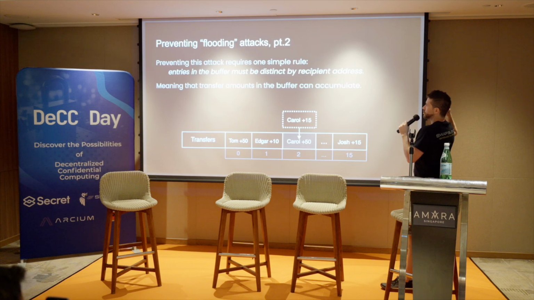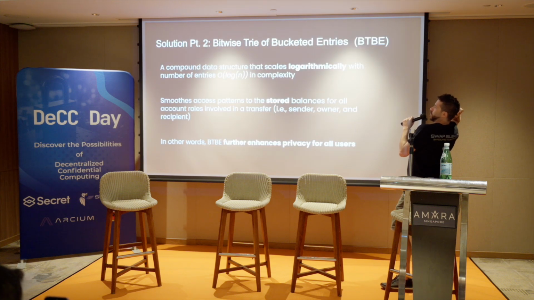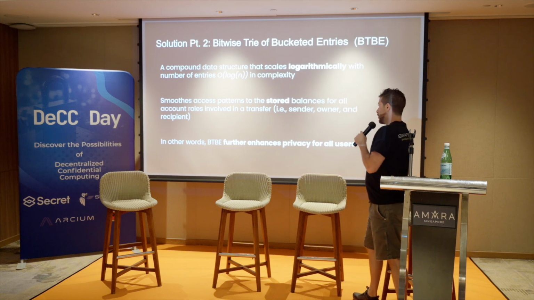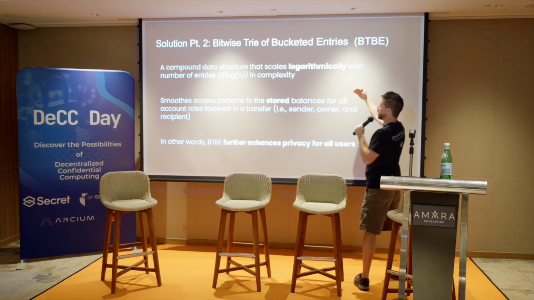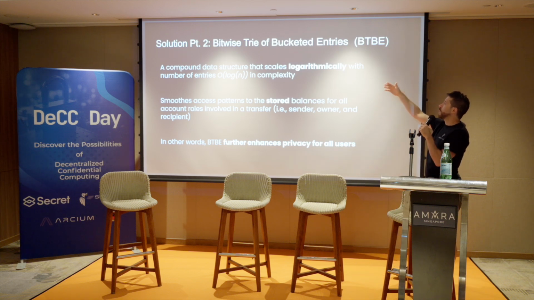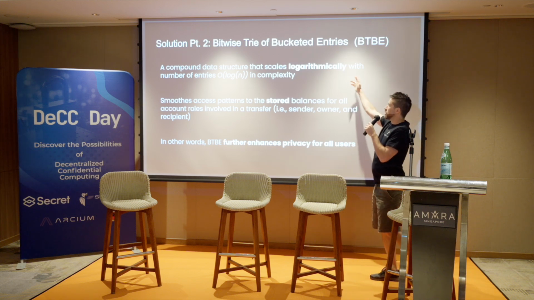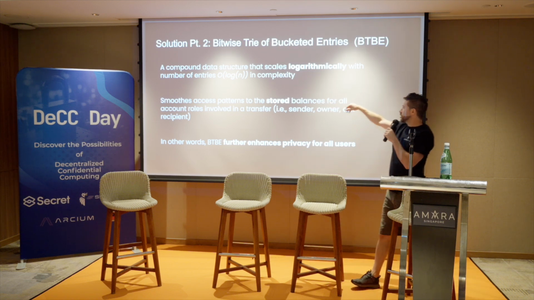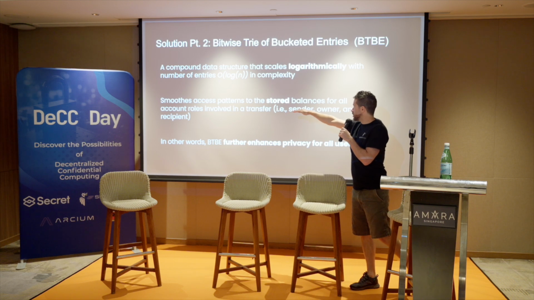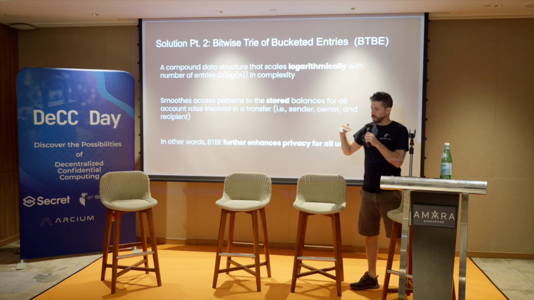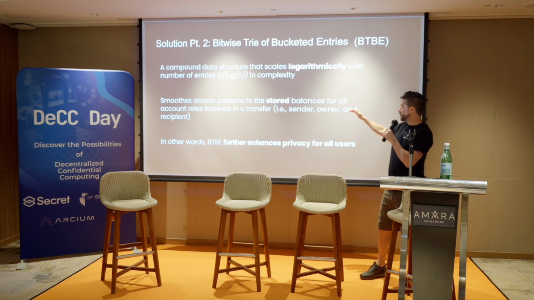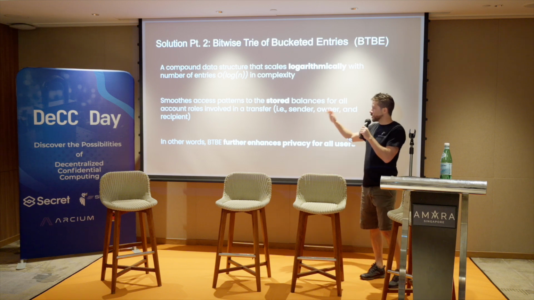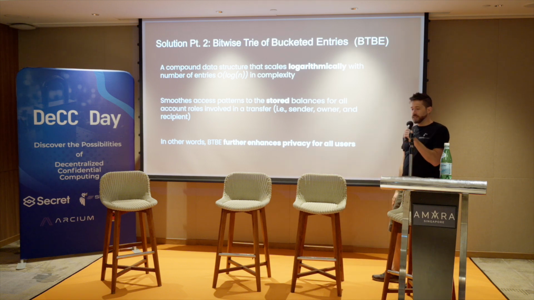Okay, and then to further complement this and increase the privacy even more, we invented another compound data structure, which I coined the bitwise trie of bucketed entries. It scales logarithmically in terms of complexity, if you're familiar with big O notation. And again, we're smoothing access patterns, but this time instead of smoothing it for the event, we're smoothing it for all stored balances for all roles. So this affects the sender, the owner, and the recipient, thus further enhancing privacy for all users.